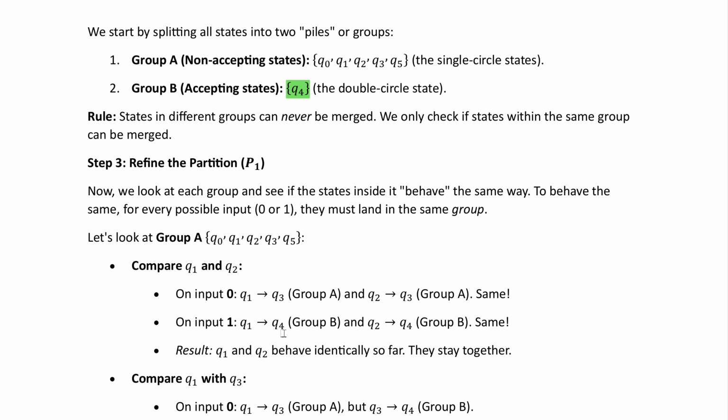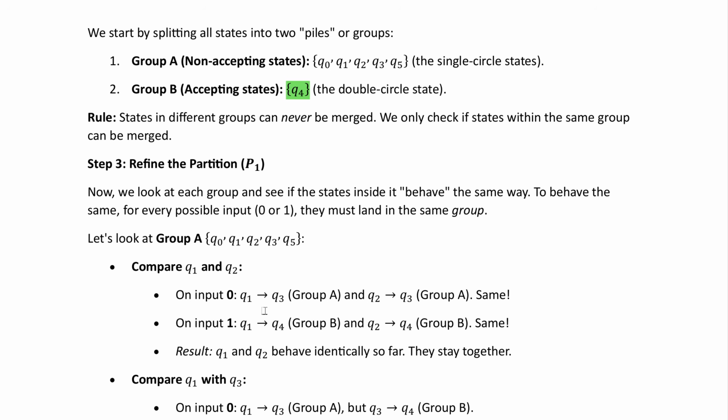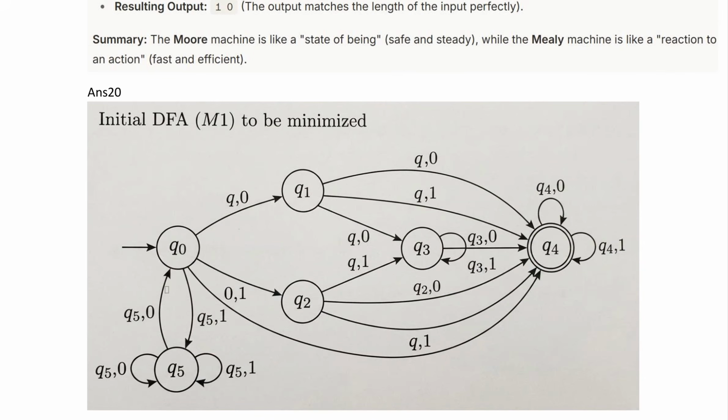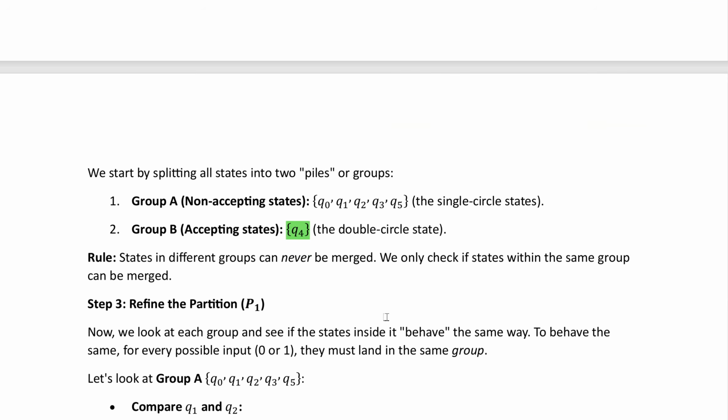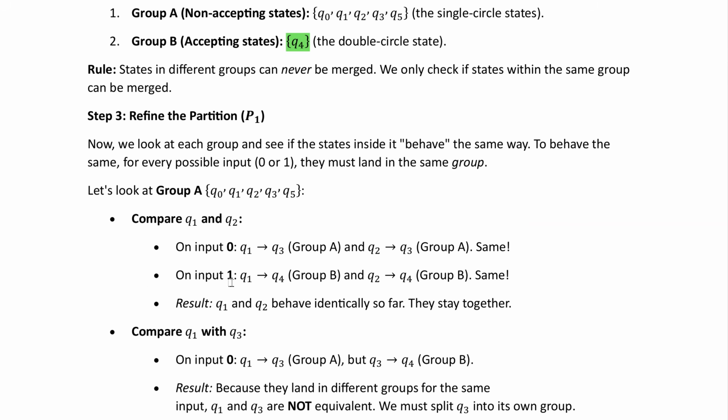So when we apply 1 on Q1, the next state is Q4, right? You can check this from the given DFA. When we apply 0 on Q0, we get Q1. When we apply 1 on Q0, we get Q2. This is the given DFA, where you can check the next state. So when we apply 1 to Q1, we get Q4. So Q4 is lying in this group.